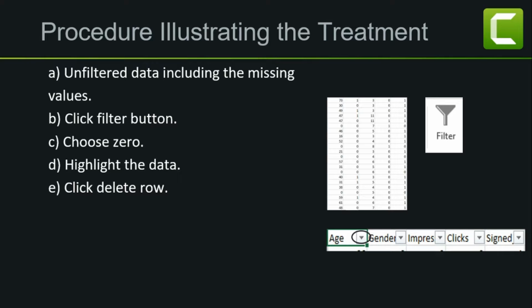Lastly, let me explain the procedure we use to delete missing data. First, we use the unfiltered data, including the missing values, and open it in an Excel file. Then we click the filter button and choose the 0 using a drop down menu. Then we highlight the data that we need, in which we can use 1%, 2%, 3% of data that we have. And then after highlighting the data, we right click and we delete the row.